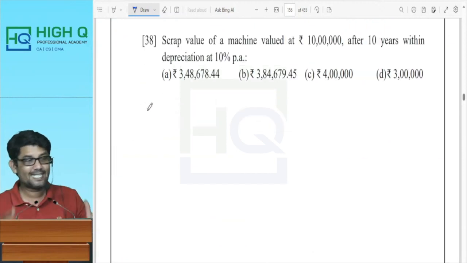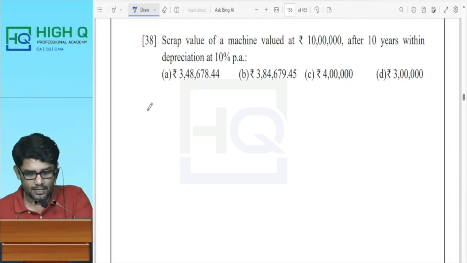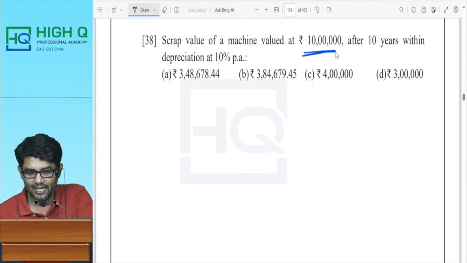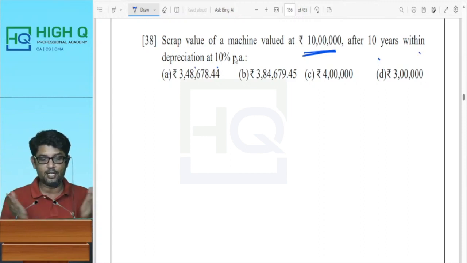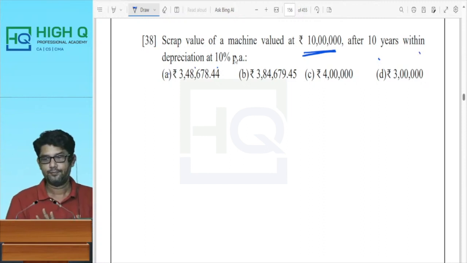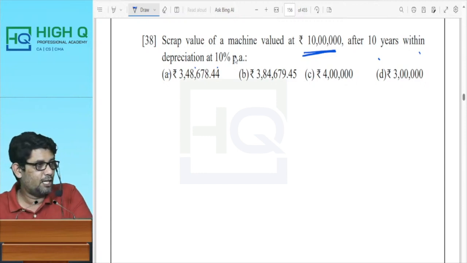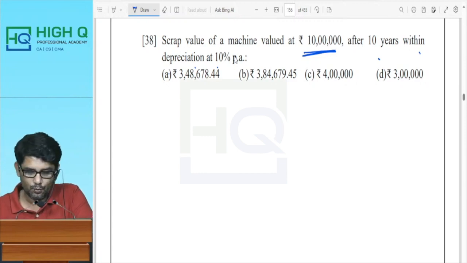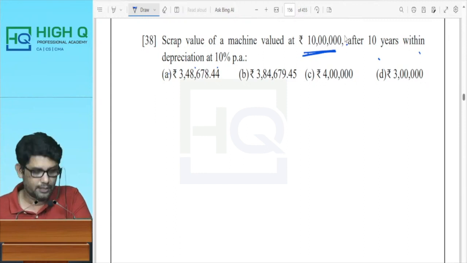Now, again scrap value. Scrap value means again depreciation. Now, scrap value of the machine valued 10 lakhs after 10 years, with depreciation at 10% per annum. Can you please find out the scrap value? What you did? 10 lakhs minus 10%, minus 10%, minus 10%, for how many times? 10 times. Option A.